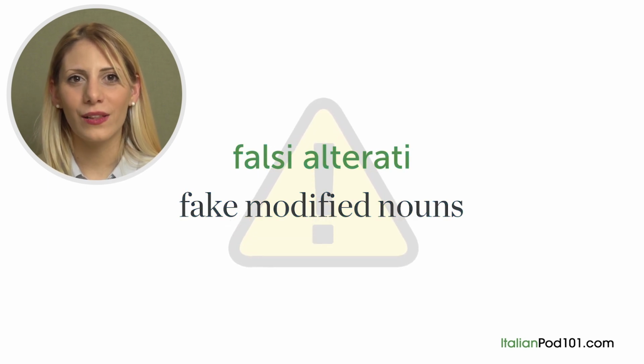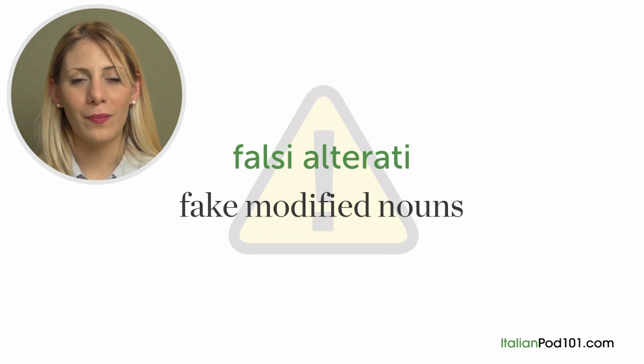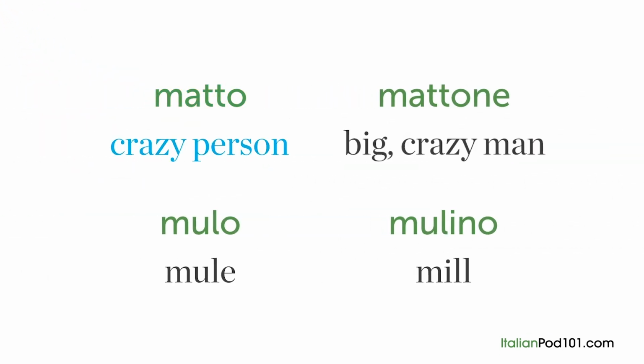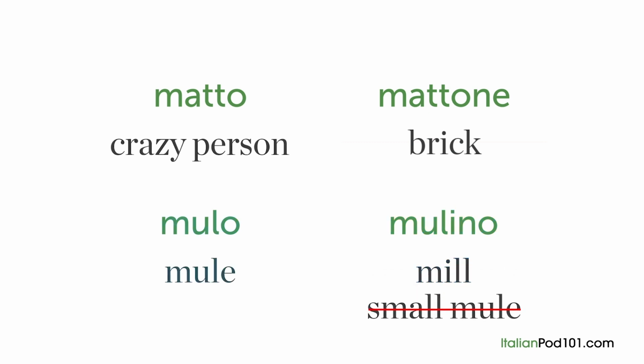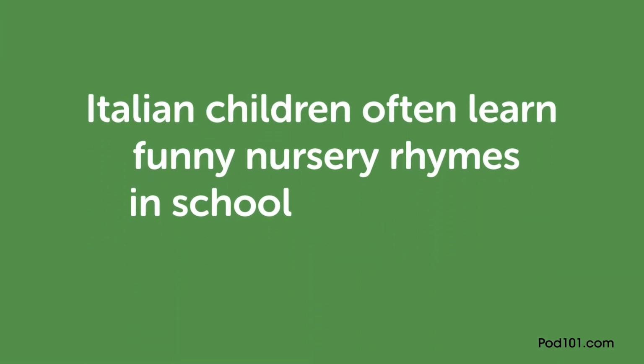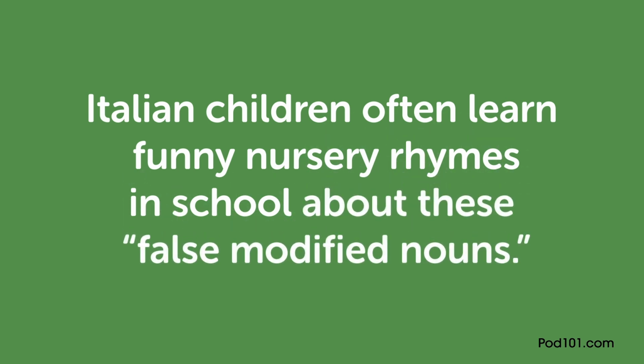These are words that look like modified nouns but mean a totally different thing. Matto means crazy person, but mattone is not a big crazy man, it's a brick. And mulino means mill, not a small mule, that's mulo. Italian children often learn funny nursery rhymes in school about these false modified nouns.